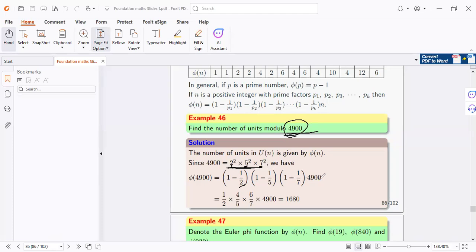Then times 4,900. And this first bracket gives you a half. The second bracket gives you 4 out of 5. And this other bracket gives you 6 out of 7. Then when you multiply this, you get that we shall have 1,680 numbers which are relatively prime to 4,900. So, if you are to list all of them, you will take a lot of time. But if you have this formula, it becomes very easy for us.